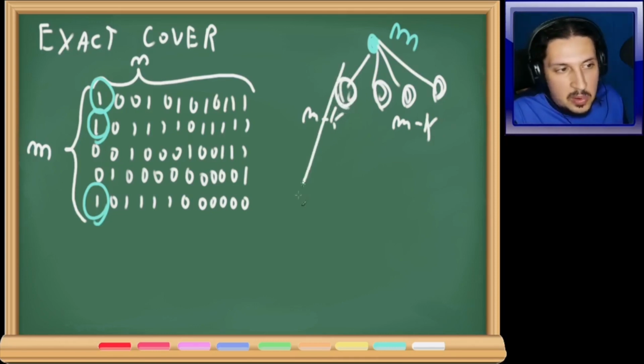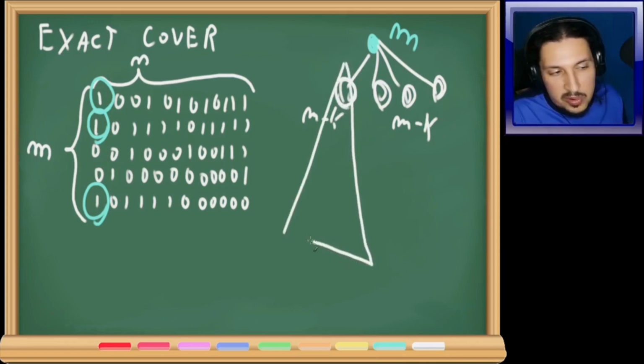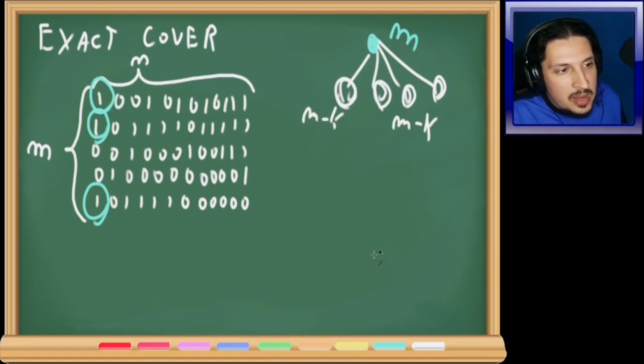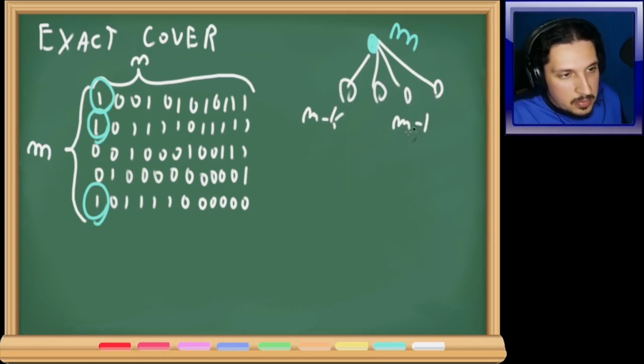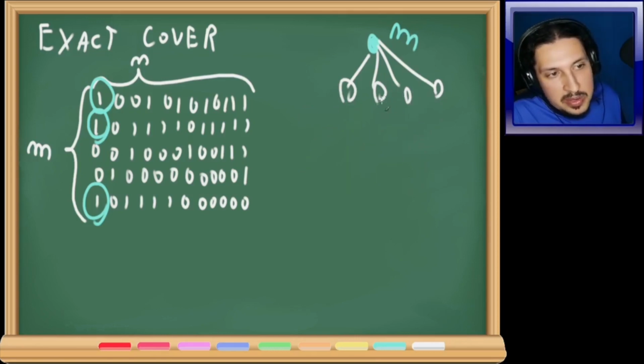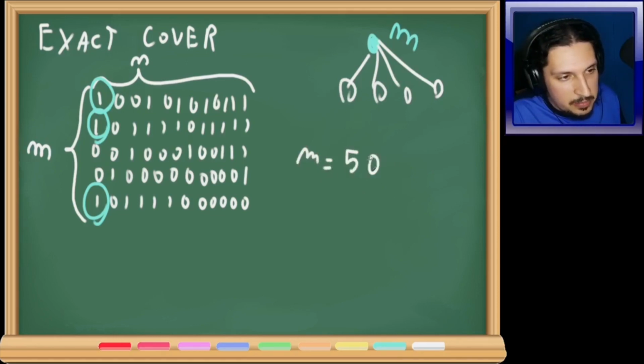So whatever is optimal to produce the worst possible tree here will also produce the worst possible tree here, and so we can assume that the branching will always be the same. With that in mind, basically what we can check is that we start from m, so let's say m is 50, just because there are 50 sets.